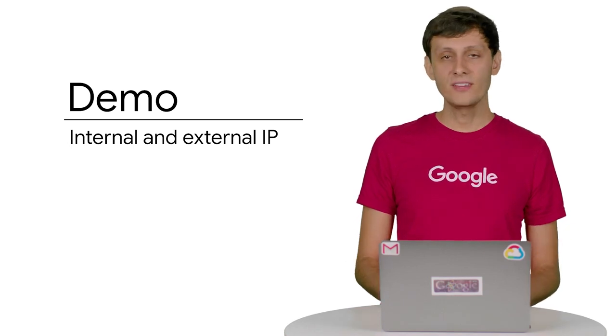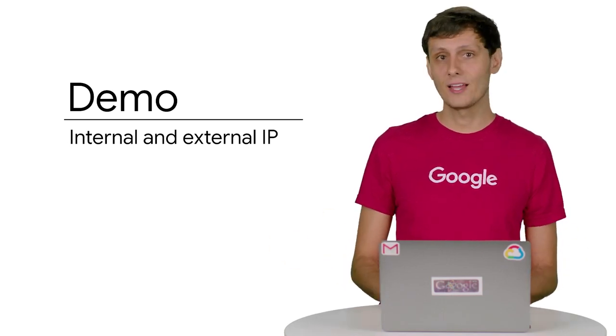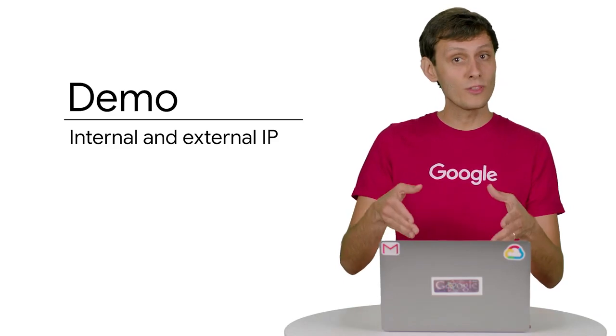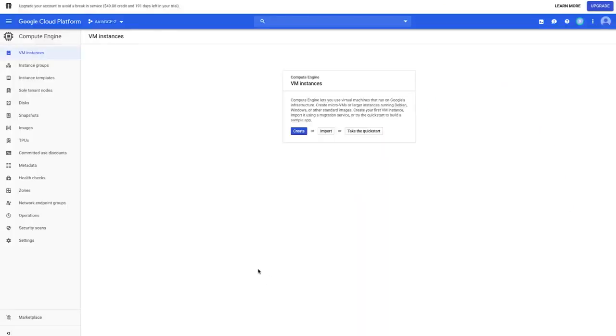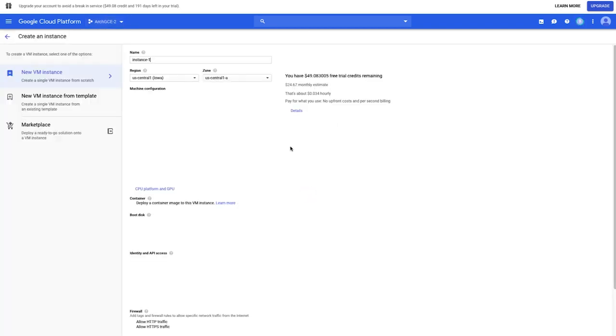I just mentioned that VMs can have internal and external IP addresses. Let's explore this in the GCP console. So here I am on the Compute Engine page, and what I'm going to do is just create a VM and walk through the process of choosing your internal and external IP address. So let me click Create.